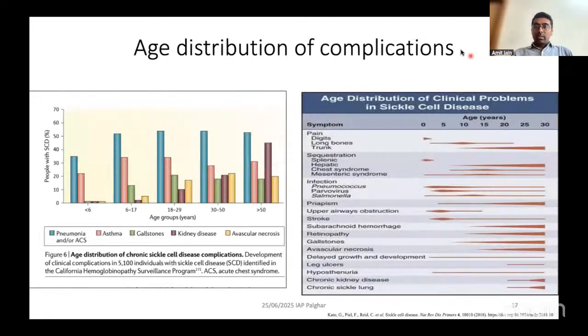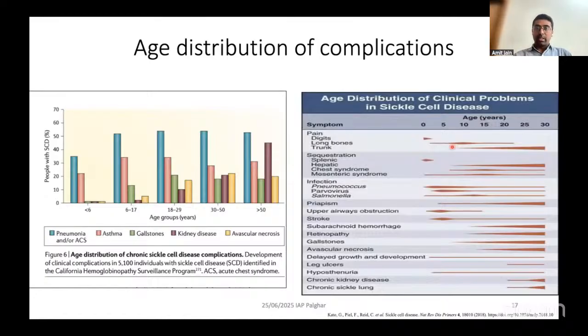Moving on to complications. There are different age groups in which complications are common. Infections we can see in any age group. There are certain complications like gallstones, kidney disease, or avascular necrosis, which increase with increasing age of these patients. Acute chest syndrome and asthma are seen in all age groups. Leg ulcers are usually seen in the older age population. Chronic kidney disease and chronic lung injuries are seen in the old age population. Initially what we see is dactylitis, which is commonly seen in infants or the younger age group, followed by vaso-occlusive crisis.